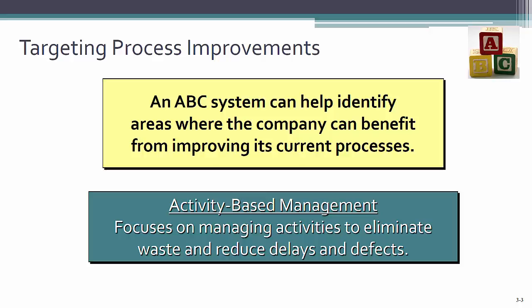Specifically, one of the great benefits of an ABC system is that it can help a company identify where current processes can be improved. Activity-based management focuses on managing activities to eliminate waste and reduce delays and defects. It may be used in manufacturing and service organizations as diverse as hospitals and the U.S. Marine Corps, for example.